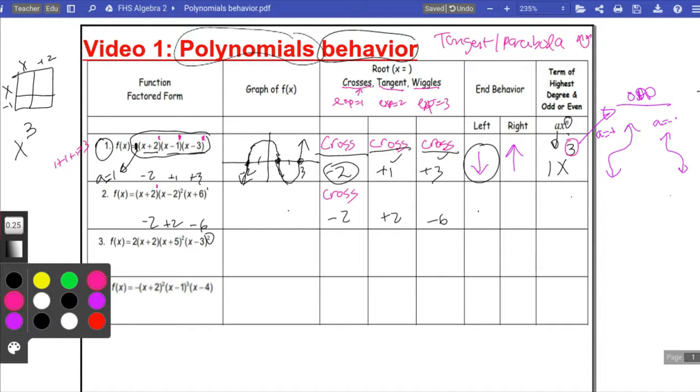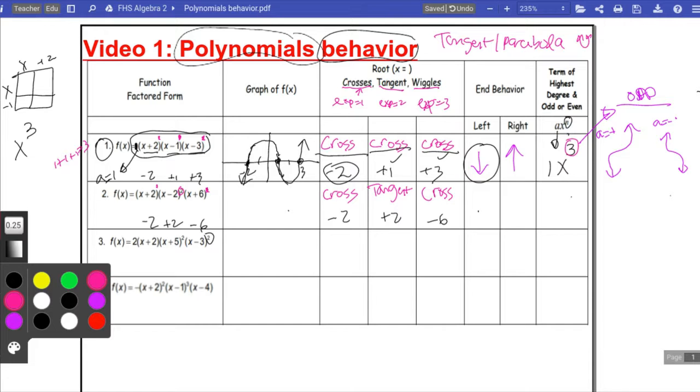All right, this is 2. When it's 2, now we're dealing with the tangent. Tangent will be the parabola, like the U shape. All right, for the 6, this is 1, so we're crossing, cross.